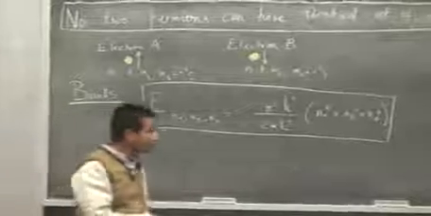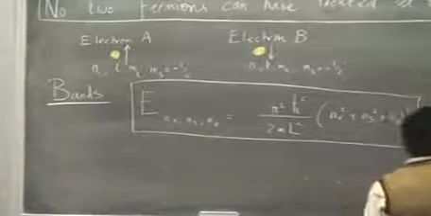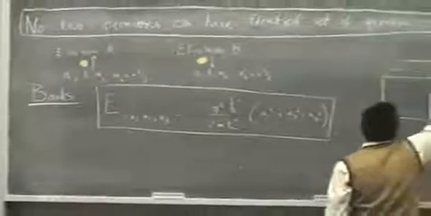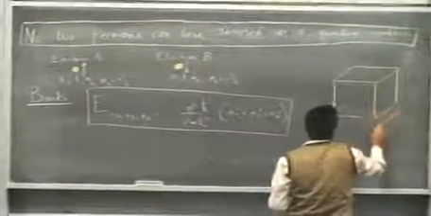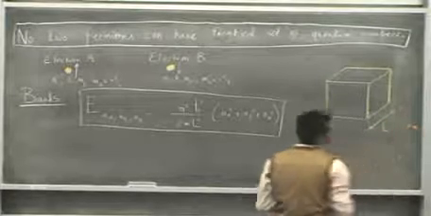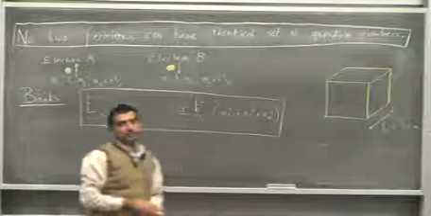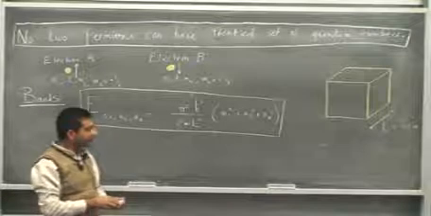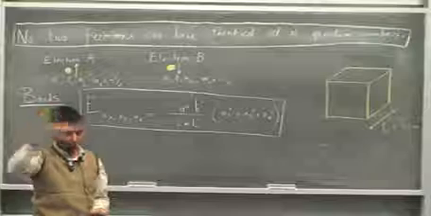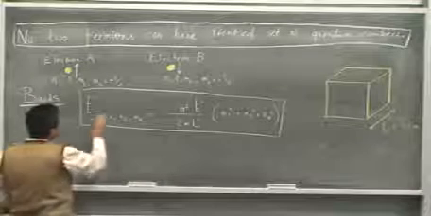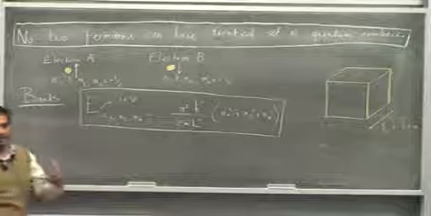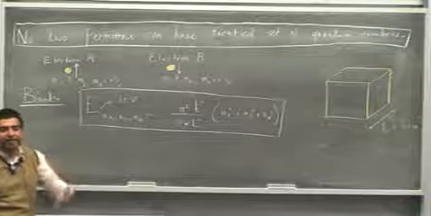Okay. Now suppose we have a metal, a three-dimensional metal. It's a cube of a certain length L. Suppose this is 1 centimeter. And suppose the energy of the electron is 1 electron volt. Let's suppose that this energy of the electron is 1 electron volt, which is a typical energy of an electron inside a metal.